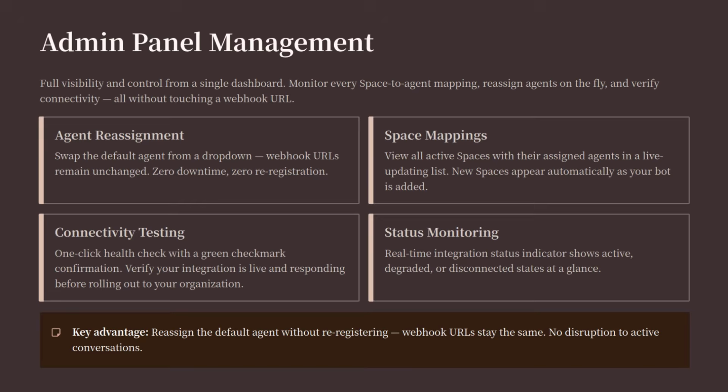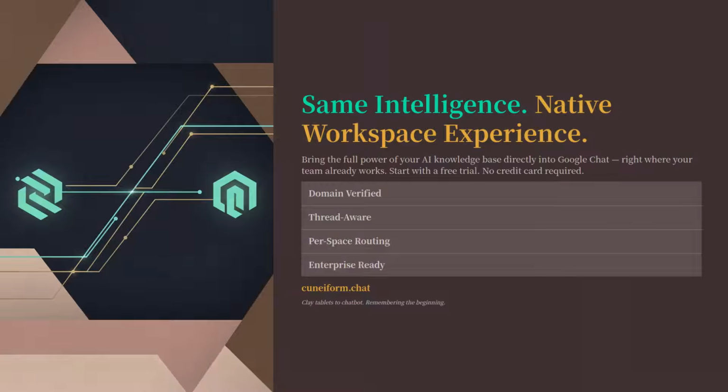Everything is manageable from the admin panel. You can see all space-to-agent mappings, reassign the default agent without any webhook changes, and test connectivity with one click. The Spaces list updates automatically as your bot gets added to new spaces across your organization. Same AI intelligence, same knowledge base, but delivered natively inside Google Workspace, right where your team already works.